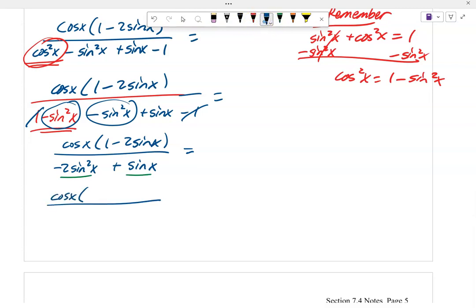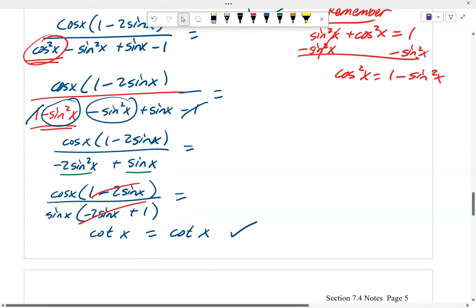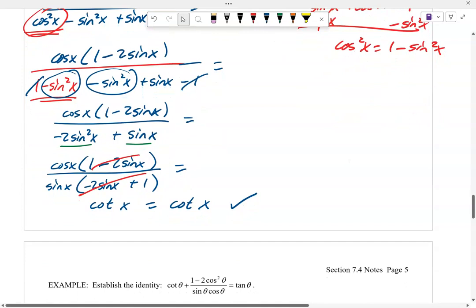So numerator stays the same. Denominator, I'm going to take a sine out, and I have negative 2 sine x plus 1. Well, that's the same as 1 minus 2 sine of x. You see how those are the same right there? So those will cancel. So I'm just left with cosine over sine. Well, we know cosine over sine is the cotangent. And that's what we're trying to show. We're trying to show this is equal to, remember, the cotangent. So there we are. Cleans up real nicely for us.